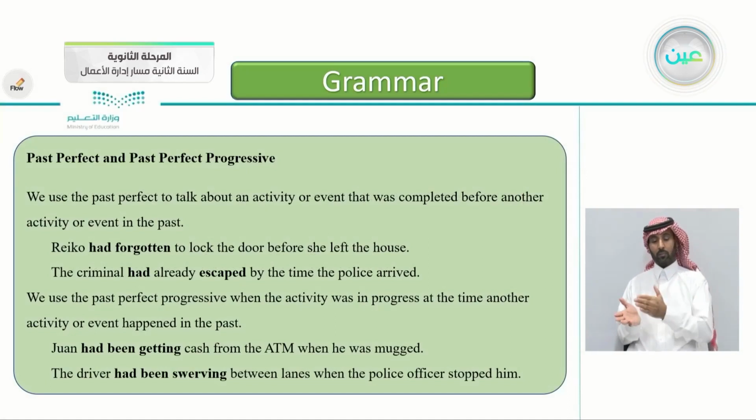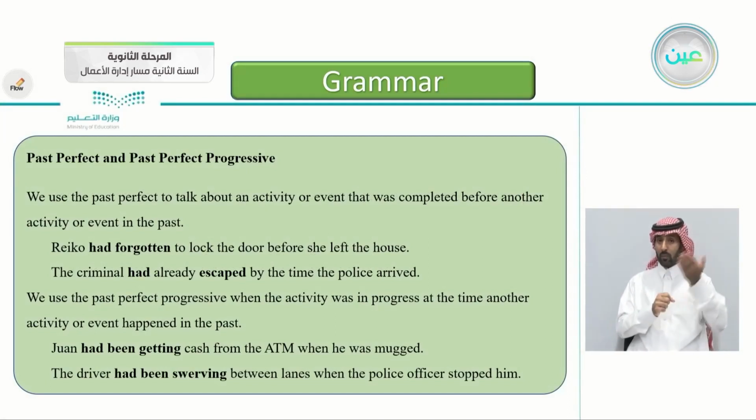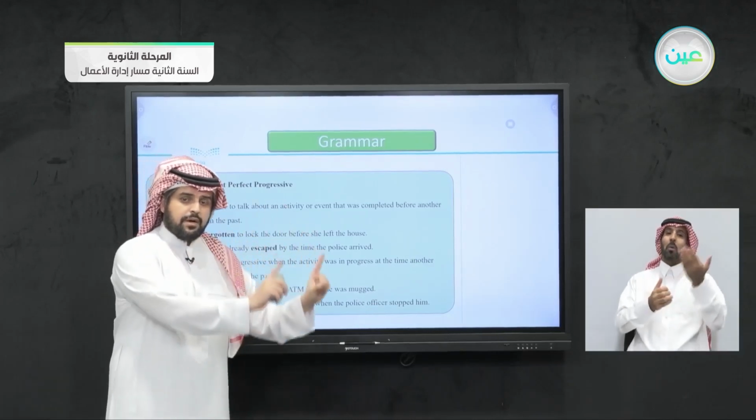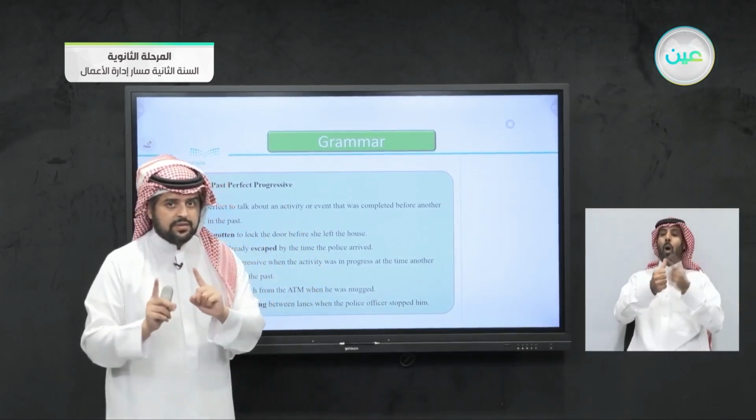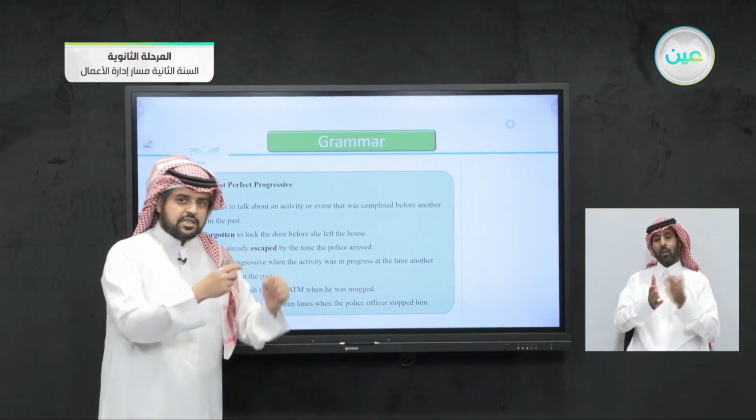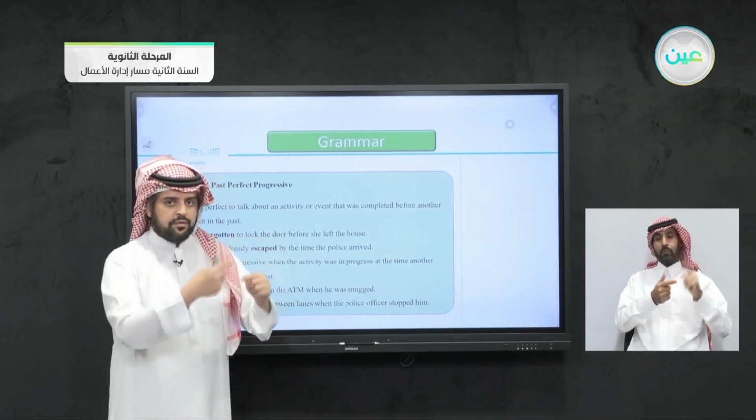Jumping on to the next part, past perfect and past perfect progressive. We use the past perfect to talk about an activity or event that was completed before another activity or event in the past. So now you know that we have two activities, both of them in the past. Just one activity finished before the other, or one happened before the other one.